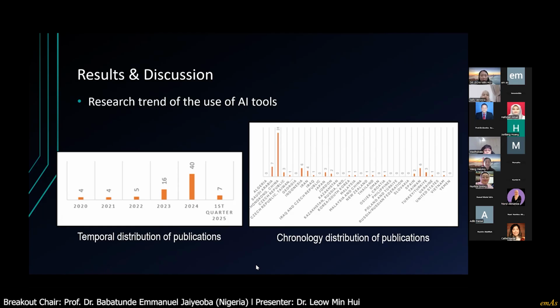As for the 2025 data, as you can see here, a limitation of our research is that we collected data only until the first quarter of 2025, so we only got 7 studies. Future research is suggested to expand on this. The second figure on your right-hand side shows that China stands out as a leading contributor to research on AI-supported self-directed ESL and EFL.